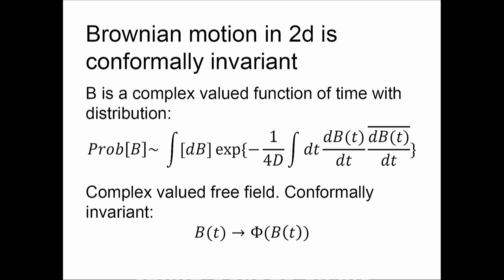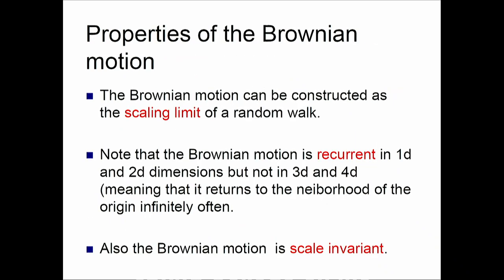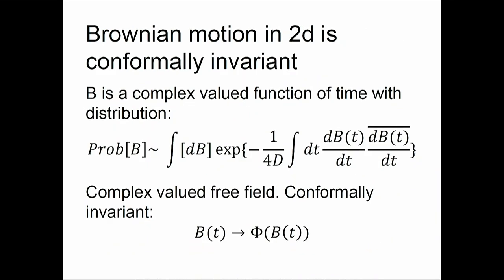In the physics literature, we are used to describing its distribution by this path integral. Strictly speaking, it's a wrong thing to do because B is not differentiable, it's just continuous. But like many other things we do in physics, we do this. And maybe in this representation, it's easier to see that any mapping of B by a conformal map will give us another Brownian distribution.